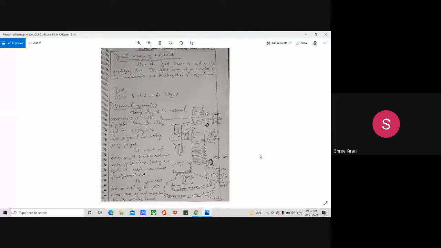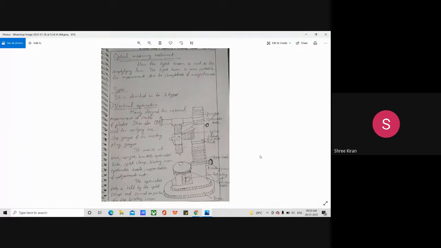In the case of every optical measurement or interferometry, whatever the optical measuring instrument may be, we will have a basic instrument. The first one is a light source. Then the second one is a condensing or collimating lens. Please note it down.